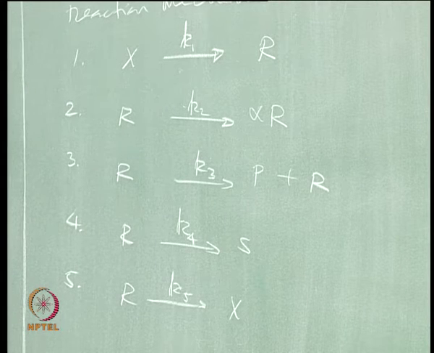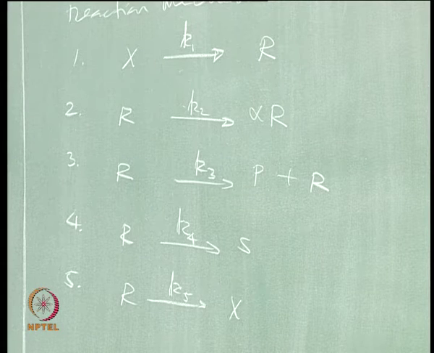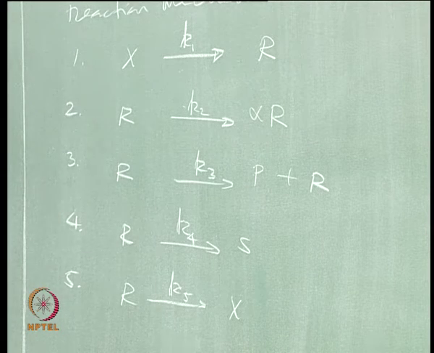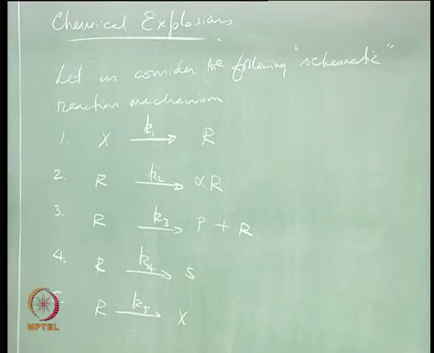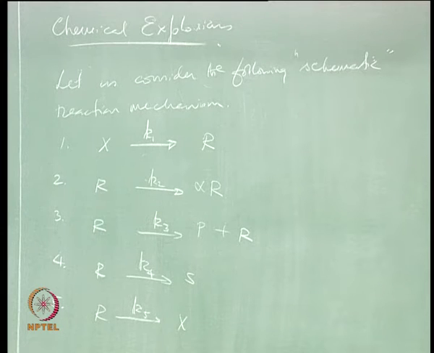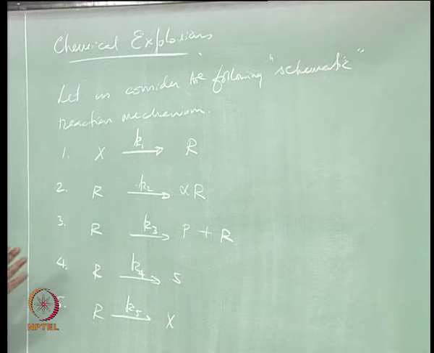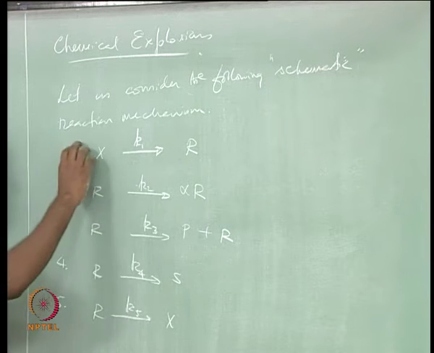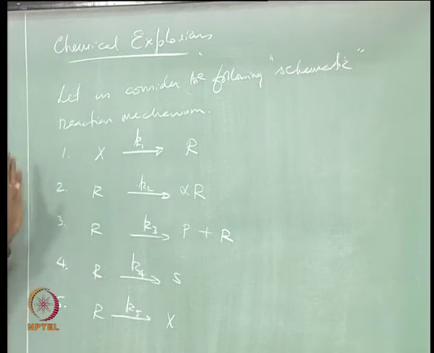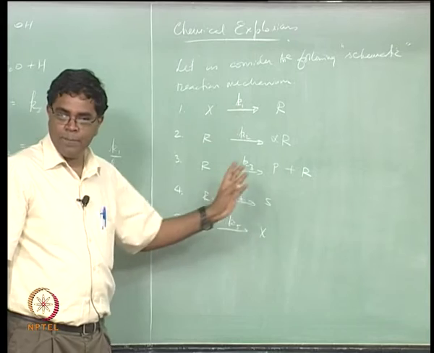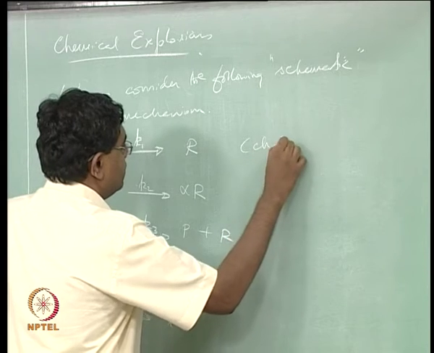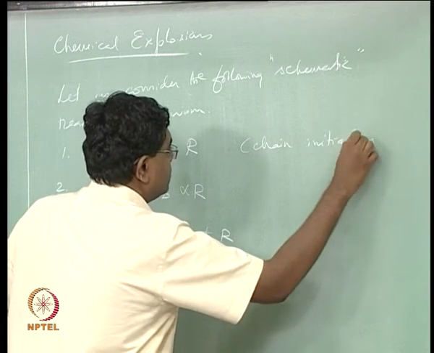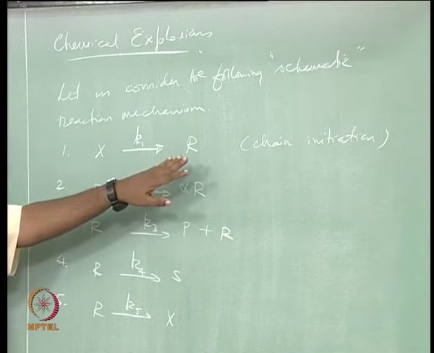Now this is obviously looking a bit strange. If it isn't looking strange, then you must be a genius, right? What we mean by a schematic reaction mechanism here is this reaction scheme is focusing only on the intermediates. That means there are hidden stable species on either side, which we are not worried about. Why so? Because you can now clearly see that this is a chain initiation step, right? Because this is the birth of an intermediate. R is the intermediate that we are looking at.